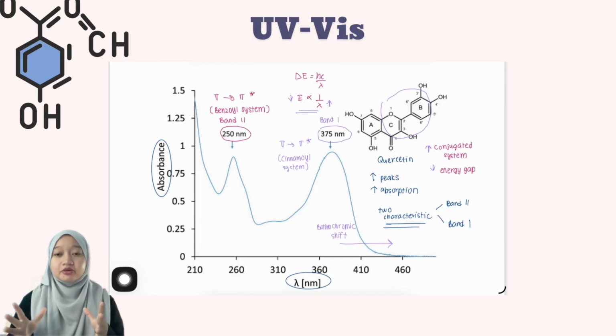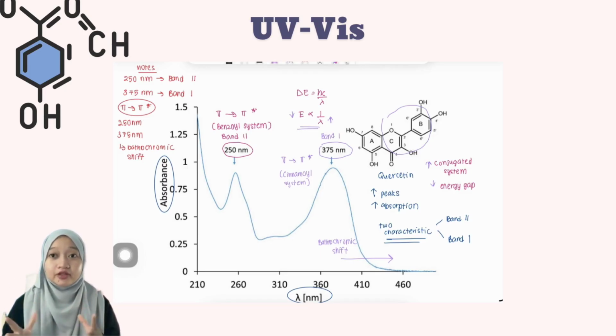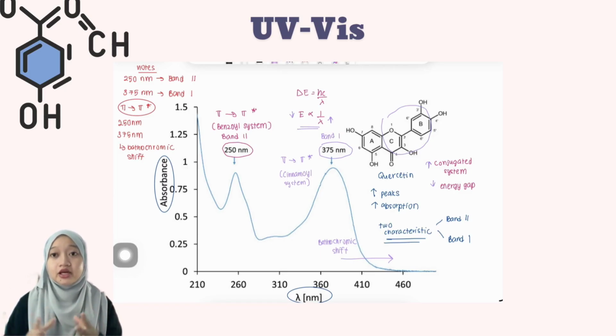In conclusion, the absorption peaks at approximately 250 nanometers and 375 nanometers are characteristic of quercetin. The peak at 250 nanometers represents a higher energy pi-pi transition in the benzoyl system, while the peak at 375 nanometers represents a lower energy pi-pi transition in the more conjugated cinnamoyl system. The longer wavelength of band 1 indicates a smaller energy gap, resulting in a bathochromic or red shift. Therefore, the UV visible spectrum provides a molecular fingerprint that confirms the highly conjugated flavonoid structure of quercetin.